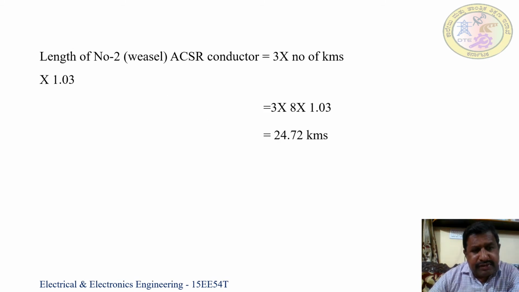Then next item is length of number 2 Weasel ACSR conductor. So that is equal to 3 into number of kilometers into 1.03. So that is 3% extra to be taken in the length of the conductor to provide extra length for the conductor sag. So that is equal to 3 into 8 into 1.03. So that comes around 24.72 kilometers.